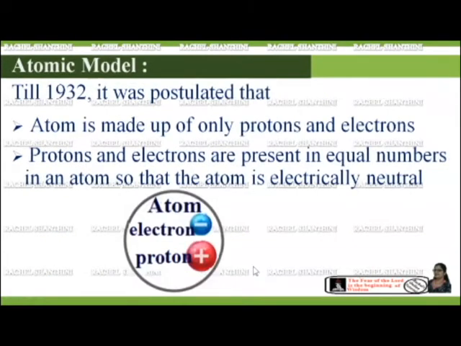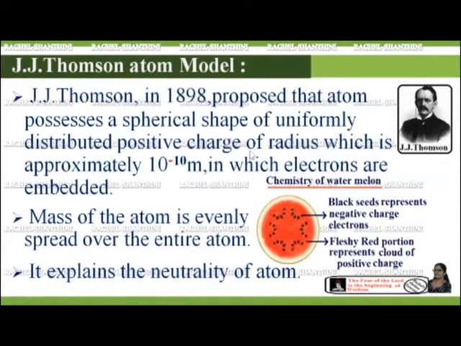From various experiments that we have discussed in the previous session, we come to know that Dalton's indivisible atom is composed of subatomic particles. J.J. Thomson's atom model resembles the inner part of the watermelon. J.J. Thomson in 1898 was the first to propose that the atom possesses a spherical shape of uniformly distributed positive charge of radius approximately equal to 10 to the power of minus 10 meters, in which electrons are embedded.